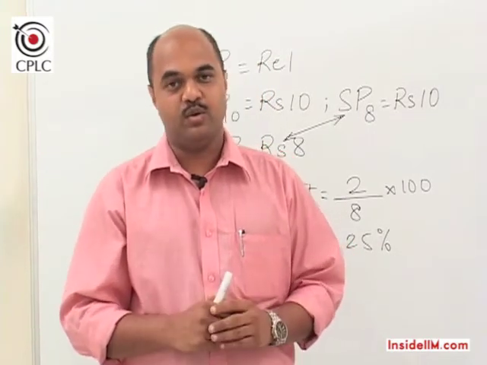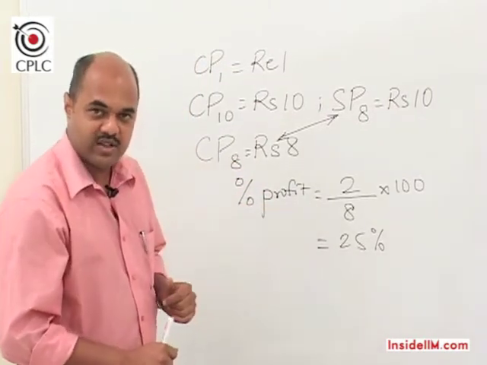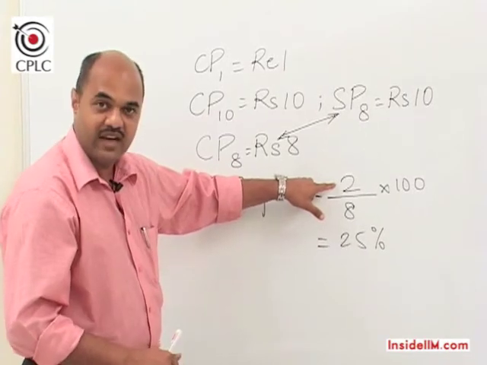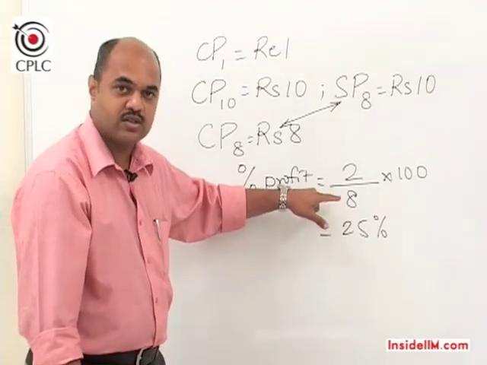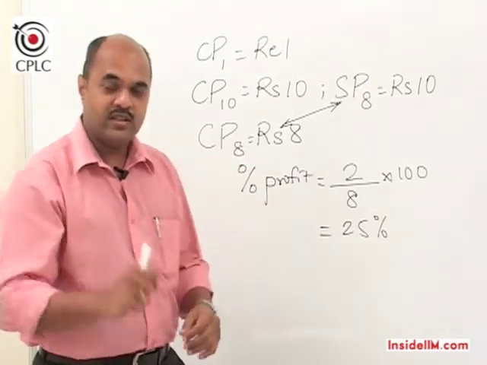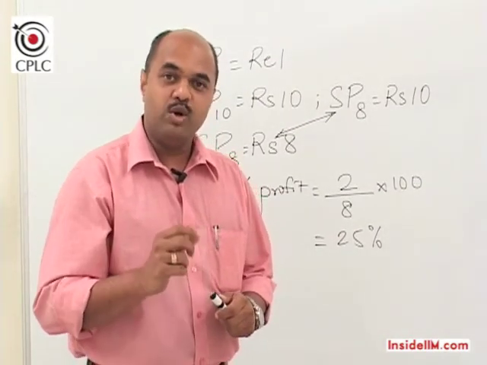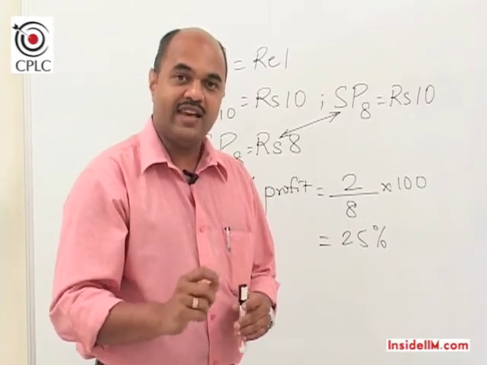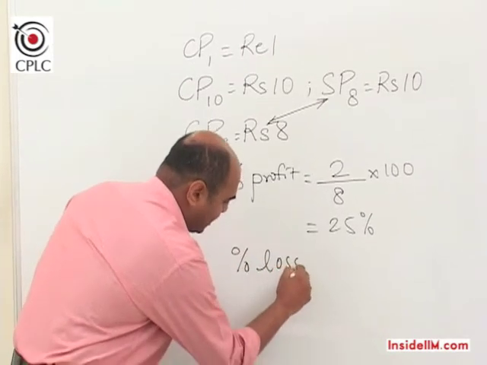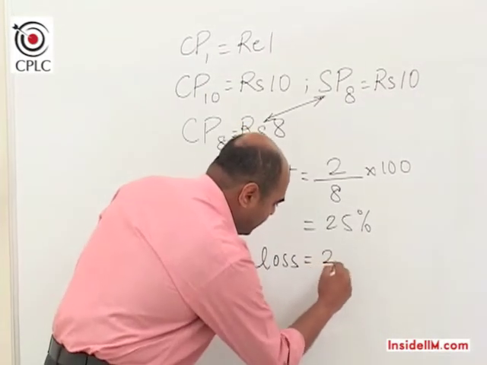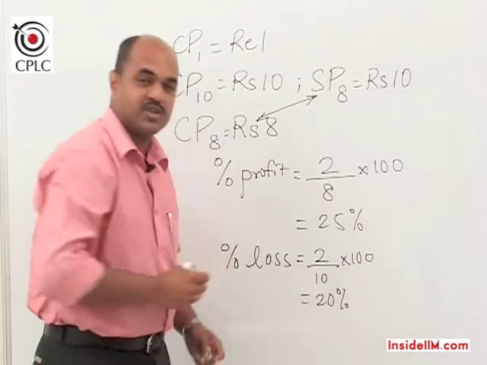Conceptually, the cost that I have incurred to purchase 8 is recovered only when I sell 10. So automatically I know this is a loss situation. If I use the same shortcut, where we had said number of articles gained, which would now be number of articles lost, divided by number of articles sold into 100. Now in this case, if the cost price of 8 is equal to selling price of 10, I am losing 2 articles on selling 10 articles, and hence my percentage loss in this second example would be 2 upon 10 into 100, which would be 20%.